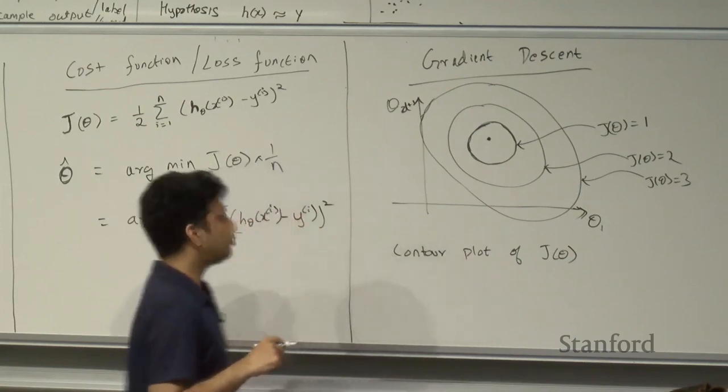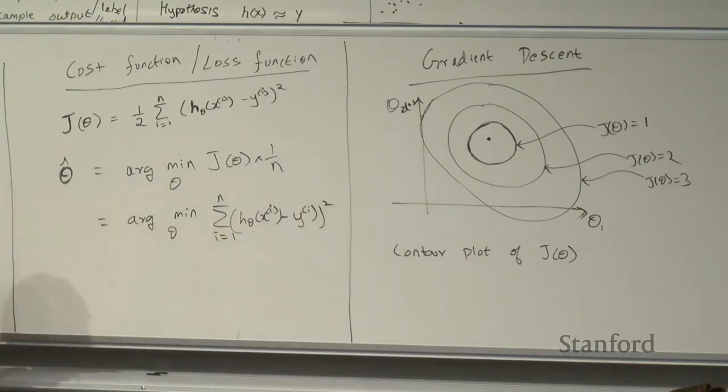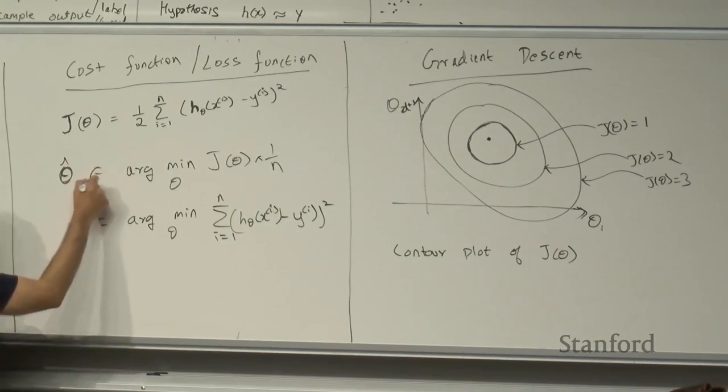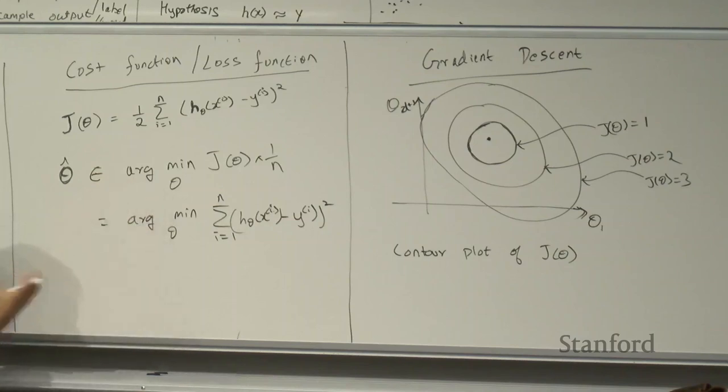Very good question. So how do we know that there is only one value of theta that minimizes the cost function? In general, it need not. The correct way to write this is theta belongs to argmin, where argmin gives you a set of minimizers. There could be multiple values of theta that minimize your function.